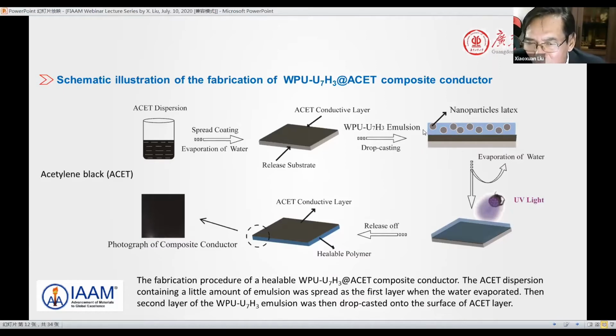The emulsion with the nanoparticles, in the emulsion, is cast. When the solvent evaporates and it is exposed to UV light for a certain time, the second conductive layer is formed. This forms the healable polymer and the composite conductor.